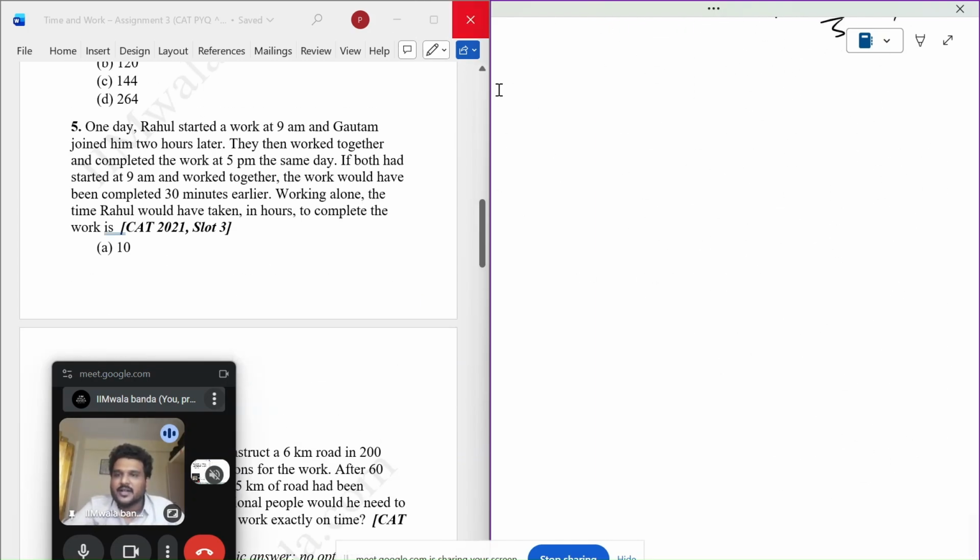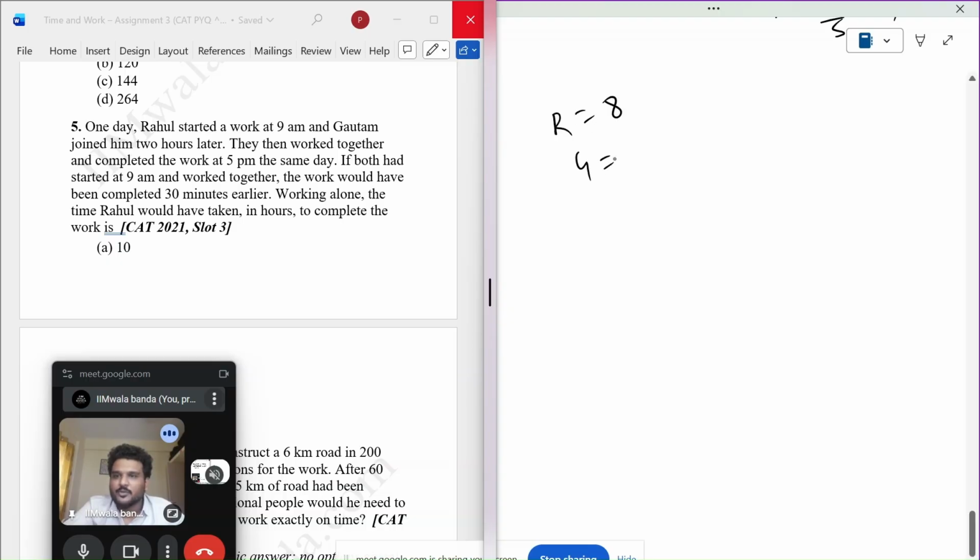Question number 5. One day Rahul started work at 9 a.m. Gautam joined him 2 hours later. Then they worked together and completed the work at 5. So 9 to 12 is 3 hours, 12 to 5 is 5 hours, so 8 hours. Rahul is working 8 hours, Gautam 2 hours later, so 6 hours. And they completed the work.